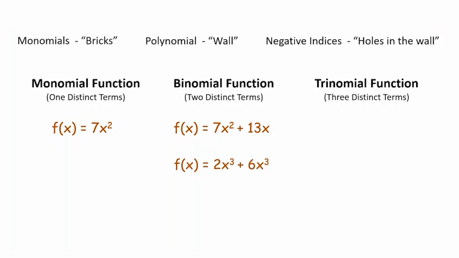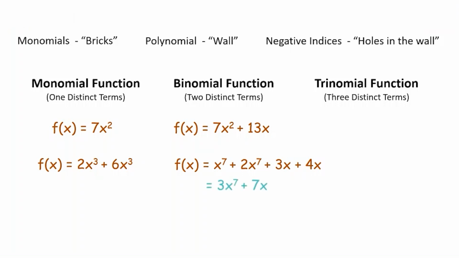Now, if you look at f of x equals 2x cubed plus 6x cubed, this can be simplified to 8x cubed, which is one distinct term, and so we classify this as a monomial function. Similarly, f of x equals x to the power 7 plus 2x to the power 7 plus 3x plus 4x can be simplified to 3x to the power 7 plus 7x. And so, although it contains 4 terms, when you simplify it, it only contains 2 distinct terms. And so this is a binomial function.